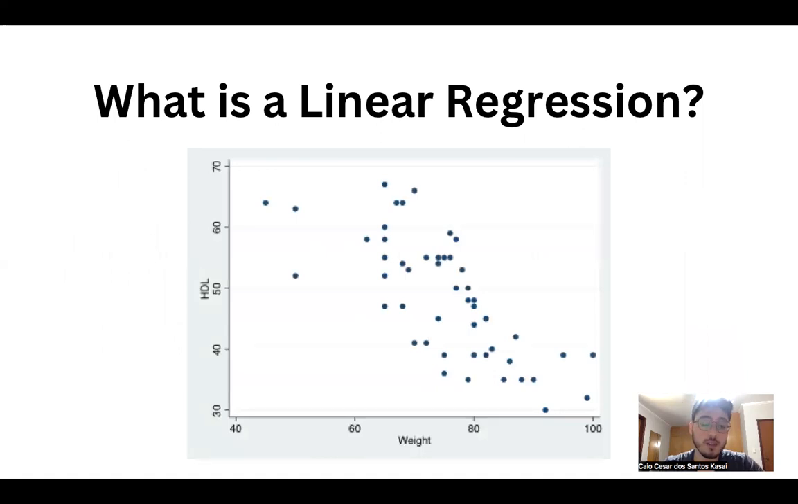On the y-axis, you can see the HDL levels, and on the x-axis, you can see the weight. And each dot is actually a patient, right? You might be thinking, is it possible to see some trend in it? Is it possible to look for some relationship between these two variables? I mean, how much would HDL levels vary with increases in weight, right? This is a very interesting question.